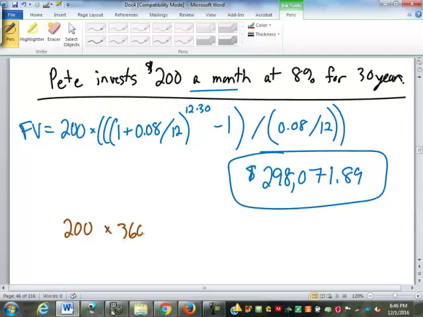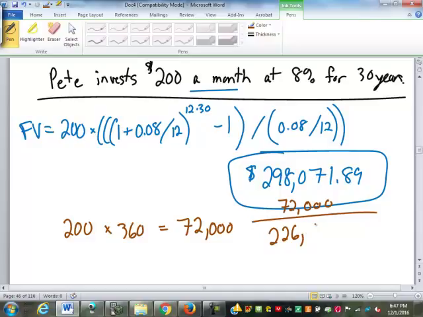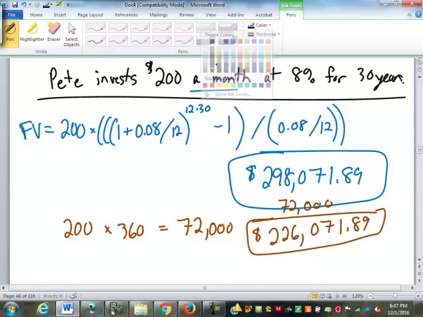$200 times 360 payments, because it's 12 times 30, is only $72,000 paid in, correct? So that comes out to interest of $226,071.89. That's a pretty good return. Any questions?